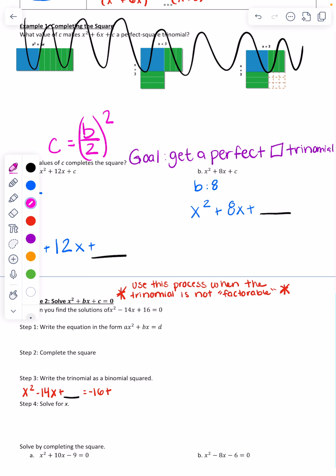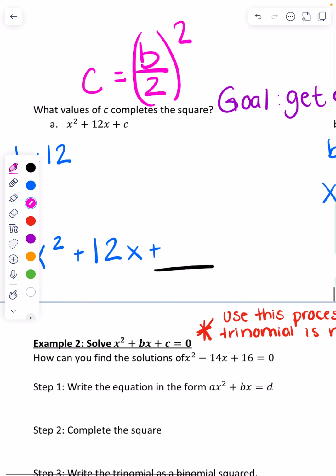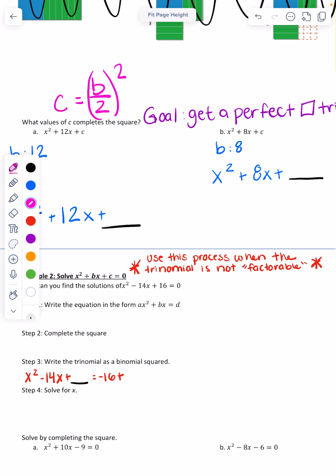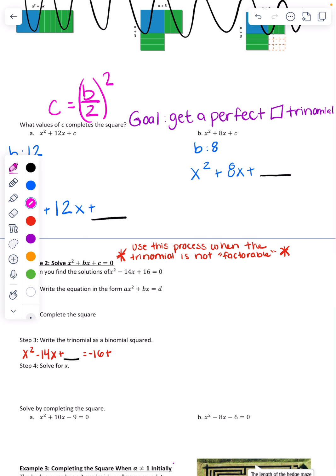We're actually going to skip the first part of example 1 and jump right into this question here. It says, what value of c completes the square? First thing I want you to write down is what our goal is. This is our goal in all of lesson 9.5. We want to get a perfect square trinomial. We want to find the c value that allows us to factor in such a way that we can write our answer like this: x plus some number squared.